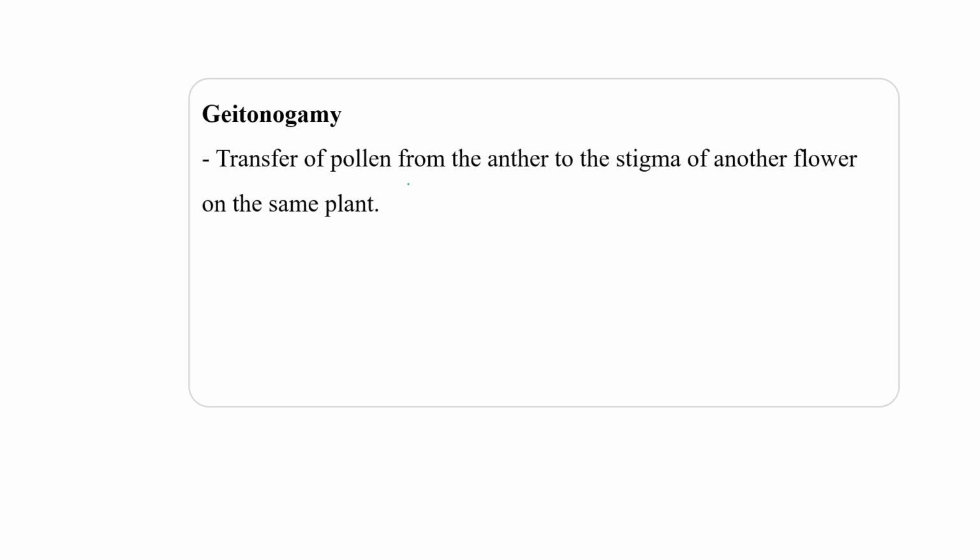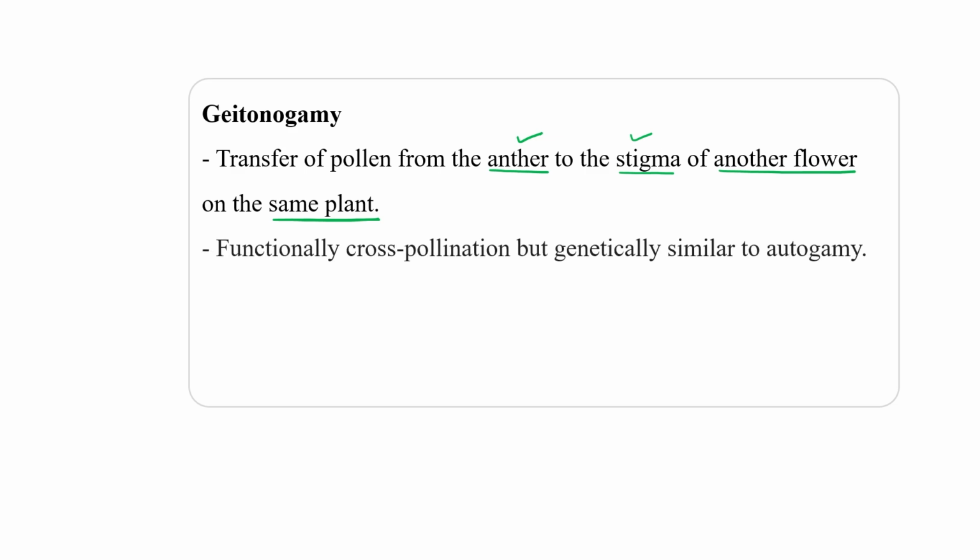The second one is geitonogamy type of pollination, meaning transfer of pollen from the anther to the stigma of another flower on the same plant. The plant is the same but the flowers are different, right? So functionally this is known as cross pollination, but genetically it is similar to autogamy because the plant is the same, just the flower is different.